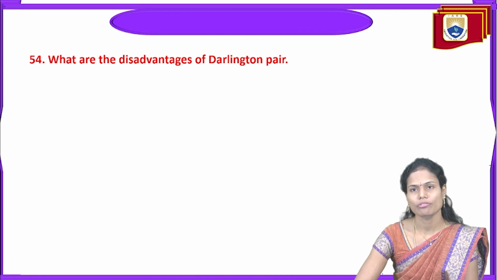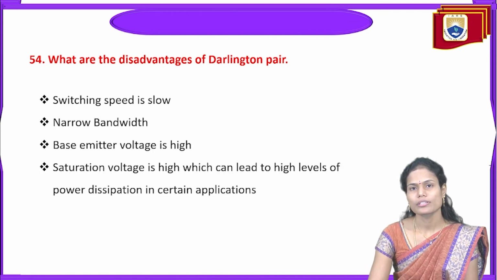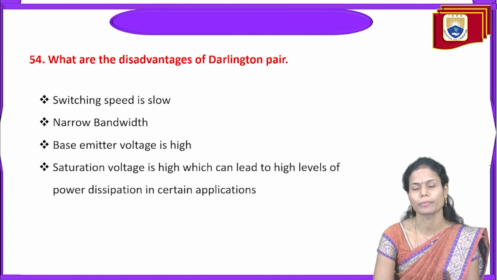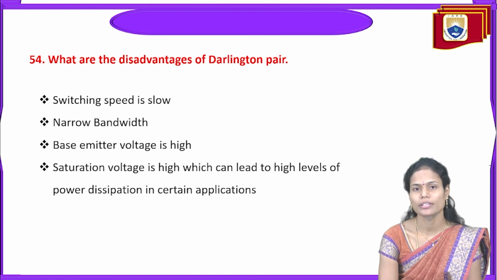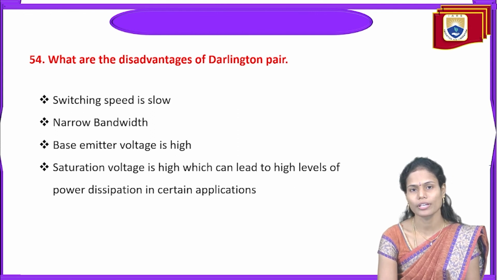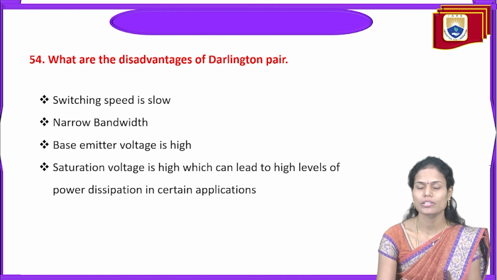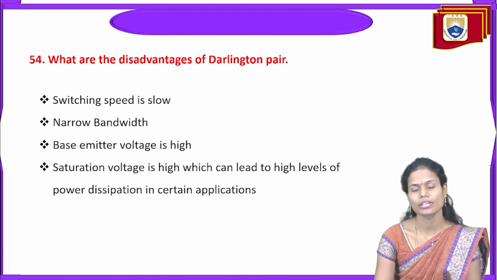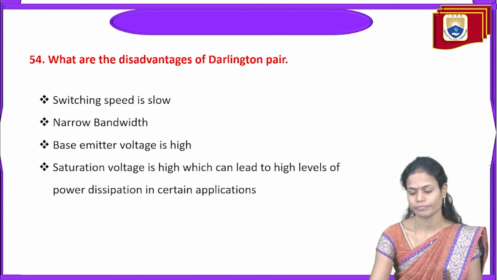And what are the disadvantages of Darlington pair? So here switching speed is slow. Why? Because always the second stage should wait for the first stage output, and the bandwidth provided by this one is very less, and base emitter voltage is very high here. Always we need to provide very little base emitter voltage to get the amplified output across the amplifier, but it requires very high base to emitter voltage because of the cascade of two similar transistors. And saturation voltage is also high, which can lead to a high level of power dissipation in particular applications. So power dissipation is also high in this case.